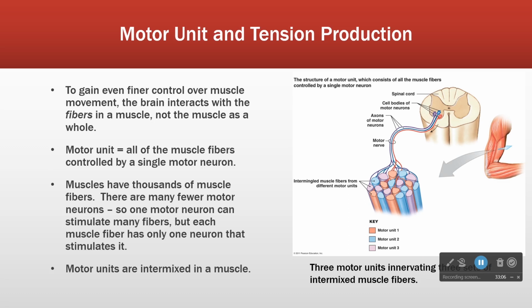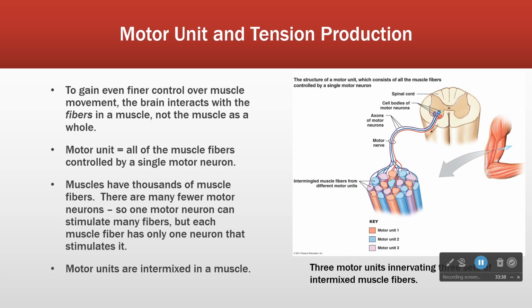Remember, the cerebral cortex is controlling all of our motion. We have upper motor neurons that go from brain to spinal cord. Lower motor neurons go from spinal cord out to muscle. Sound familiar? Okay. So when we talk about innervation here, we're talking about lower motor neurons, from the spinal cord to the muscle. So a motor unit is all of the muscle fibers innervated by a single motor neuron.